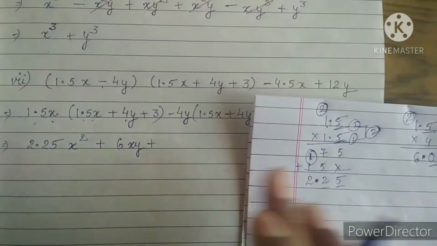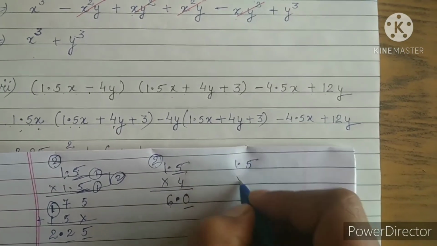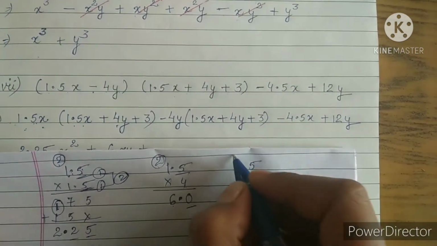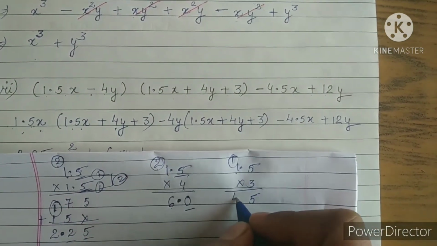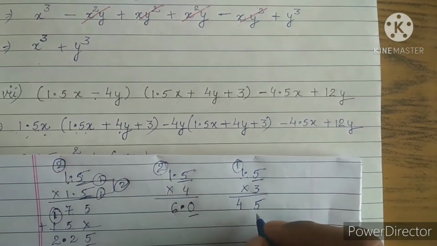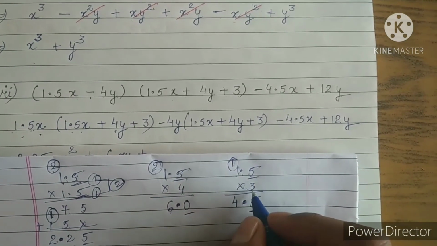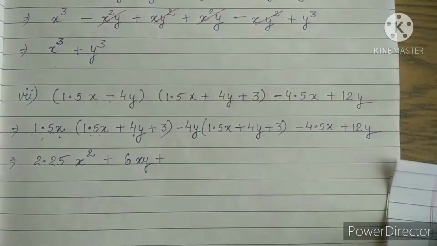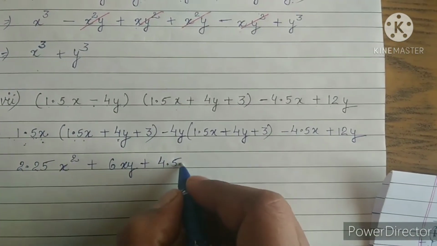Now 1.5 is multiplying by 3. So 1.5 multiplied by 3. 3 fives are 15, 1 on the carry. 3 ones are 3 plus 1 is 4. Here after decimal there is 1 value, so we leave 1 value, then the decimal will come. So 1.5 multiplied by 3, its answer is 4.5. So here 4.5, x into 1 is x.